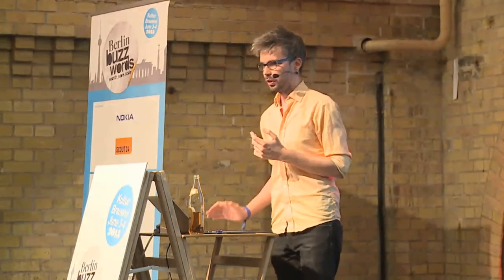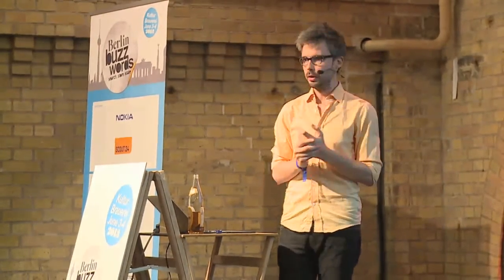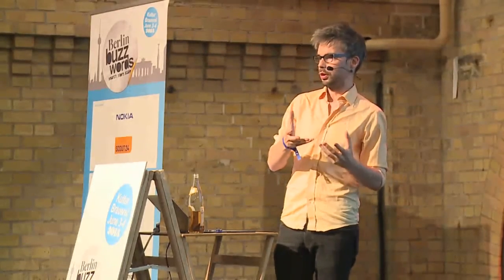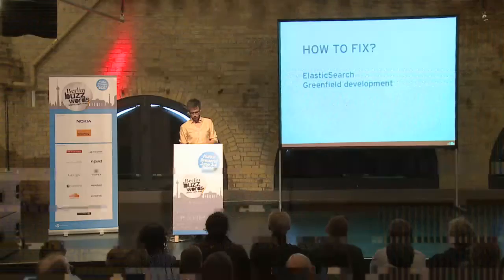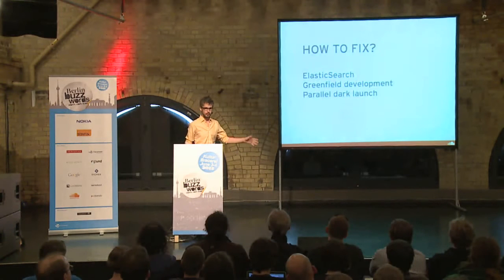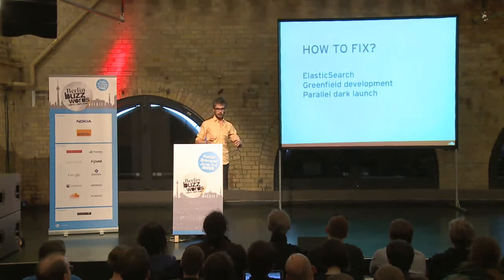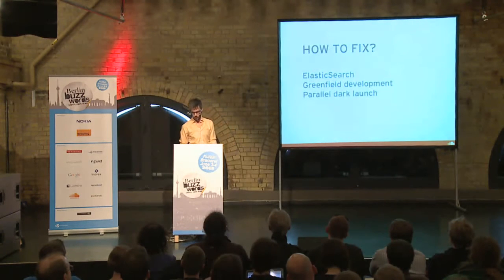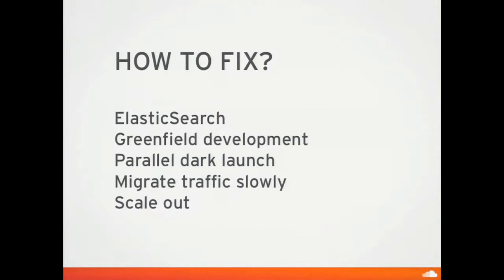We did a survey, and we landed on ElasticSearch. We decided we were going to do greenfield development, so build this new search product up from scratch, which was pretty nice. We were going to do a parallel dark launch, so build it in parallel and then put it out there, use it internally for a while, and roll traffic over. We would migrate traffic slowly, and then as the need arose, scale it out horizontally and vertically. So that was the plan.